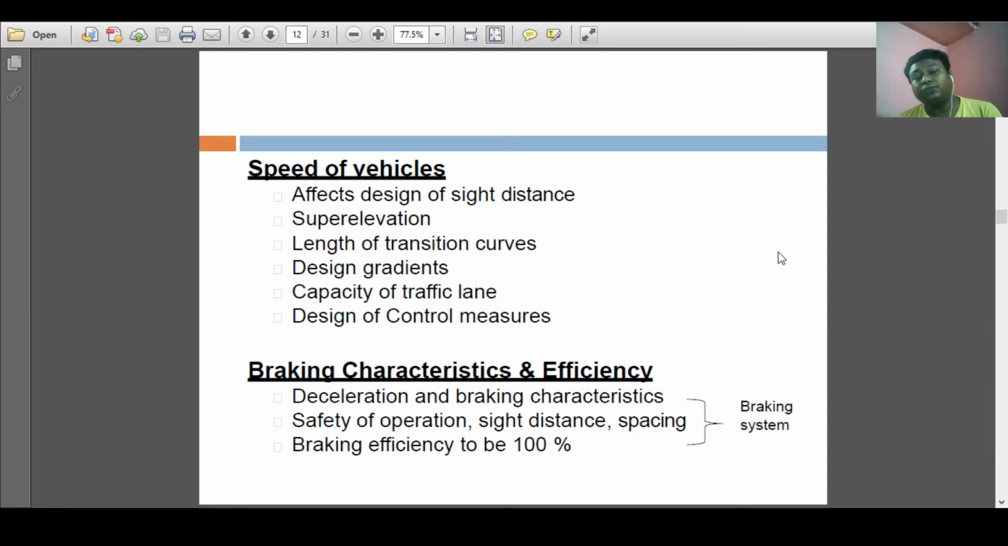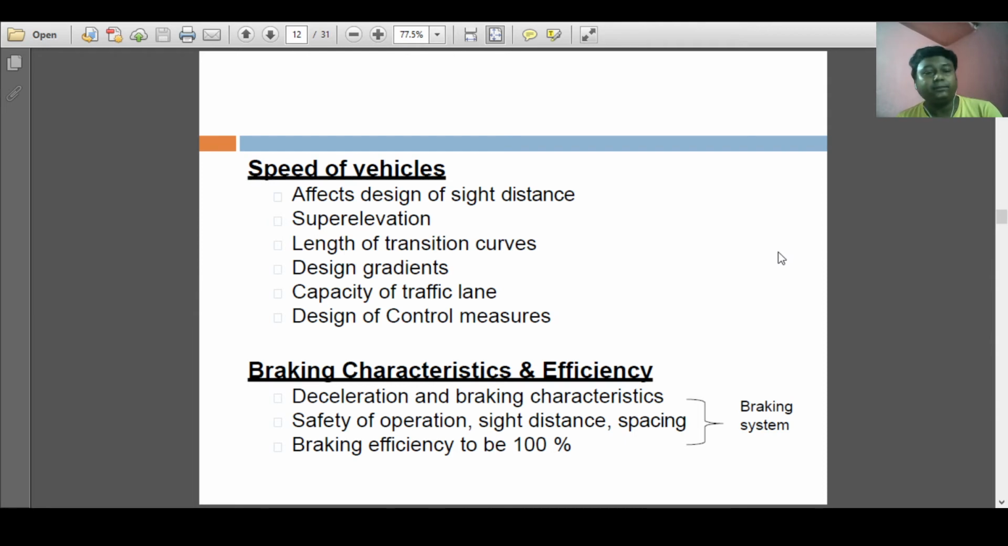And the last one is the design of control measures, meaning your accident data and your signs and signals. These all things depend on the speed. Next is the braking characteristics and efficiency, meaning how efficient your vehicles are in terms of braking. So your vehicle should be 100% efficient for applying the brake.